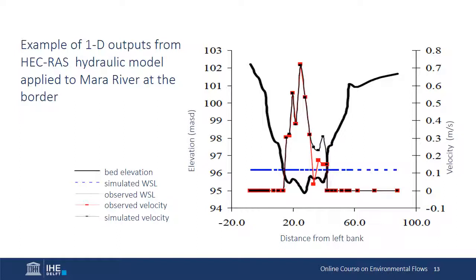Simulated and observed water levels are nearly identical in this example, and velocity is well simulated over much of the cross-section, but simulated velocity is higher than observed velocity on the right side of the cross-section. In general, however, this level of accuracy in hydraulic simulations is suitable for the purposes of translating flow volumes into depth, velocity, and wetted width, or vice versa.